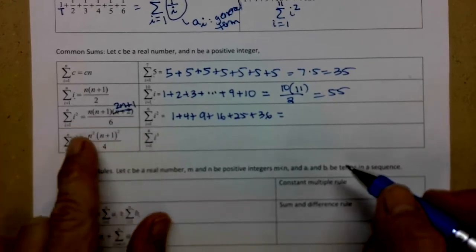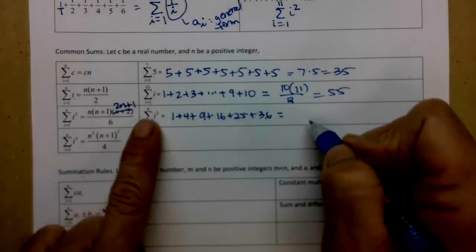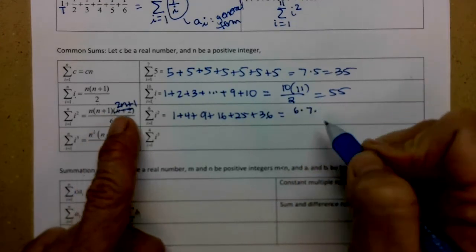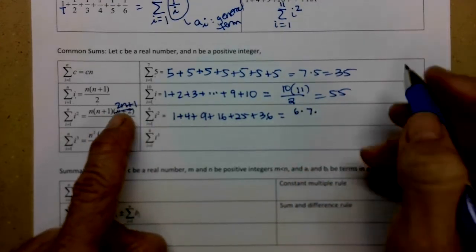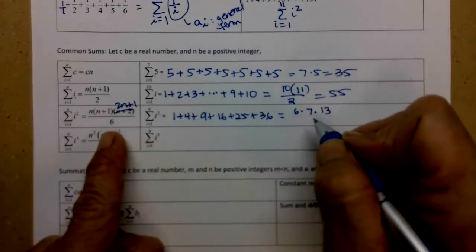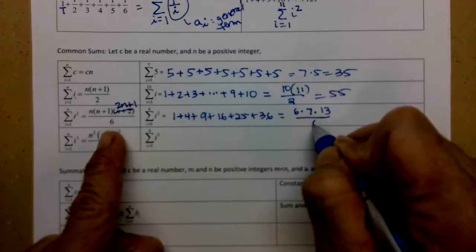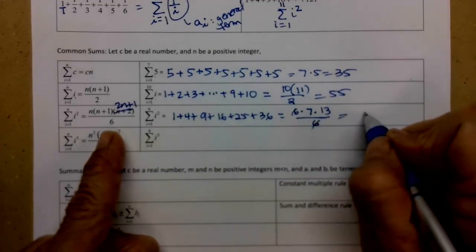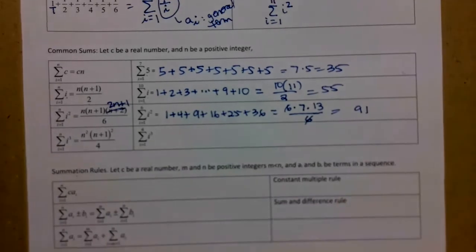So instead, we can do our little formula here. So that's going to be equal to n, which is 6, times n plus 1, which is 7, times 2n plus 1. So what's that? 12 plus 1 is 13, all over 6. Okay, so do that, 91. Cool.